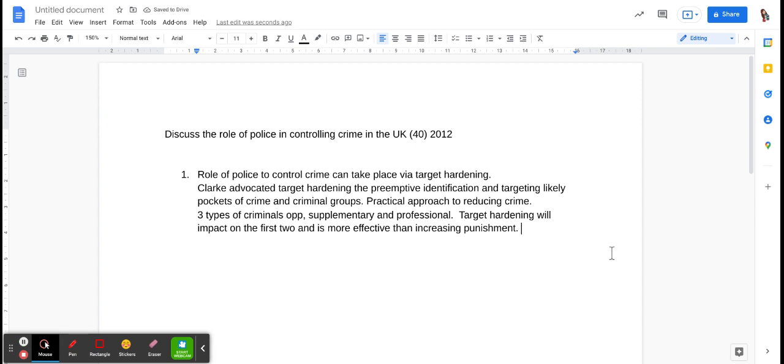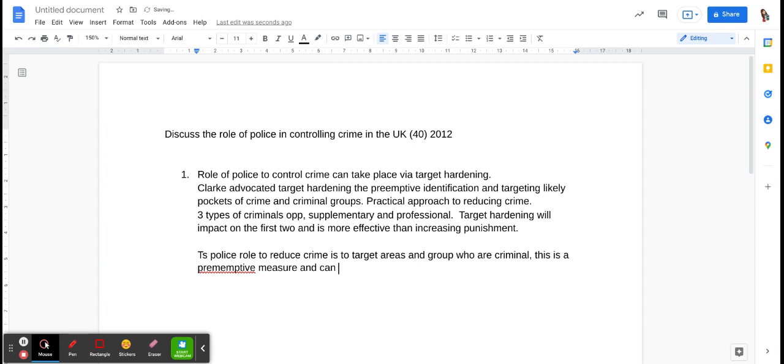Okay, so Clark. Then when I'm doing the this shows, so I'm going to say this shows the police's role to reduce crime is to target areas and groups who are more criminal. This is a preemptive measure and can ensure no crime takes place.